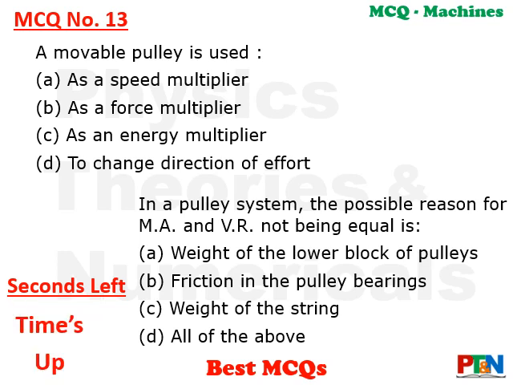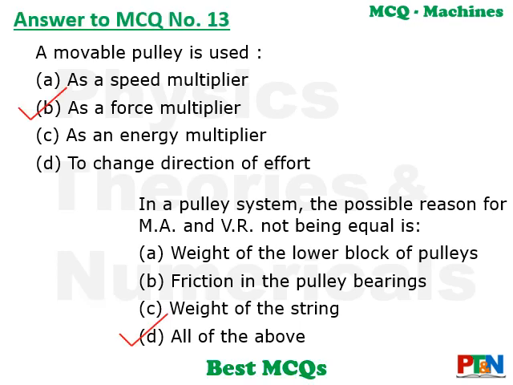Time's up. Let's see the answer. Movable pulley is used as a force multiplier. That is option B. And in a pulley system, the possible reason for MA and VR not being equal, that is efficiency not being 100%, is the list of losses, that is all of the above: weight of the lower block of pulleys, friction in the pulley bearing, and weight of the string. All of the above are reasons for MA not being equal to VR, that is efficiency not being 100%.